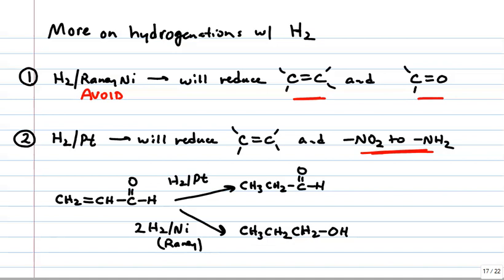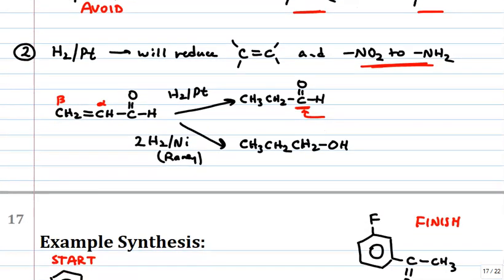So just an example of the difference between hydrogenation with platinum versus hydrogenation with Raney nickel. If you take our molecule here, which is an alpha-beta unsaturated aldehyde, if you use hydrogenation with platinum, you do not reduce the carbonyl. There was no reduction of the carbonyl. There was a reduction of the double bond. If you use Raney nickel and you use two equivalents of it, you would reduce both the double bond and the carbonyl.